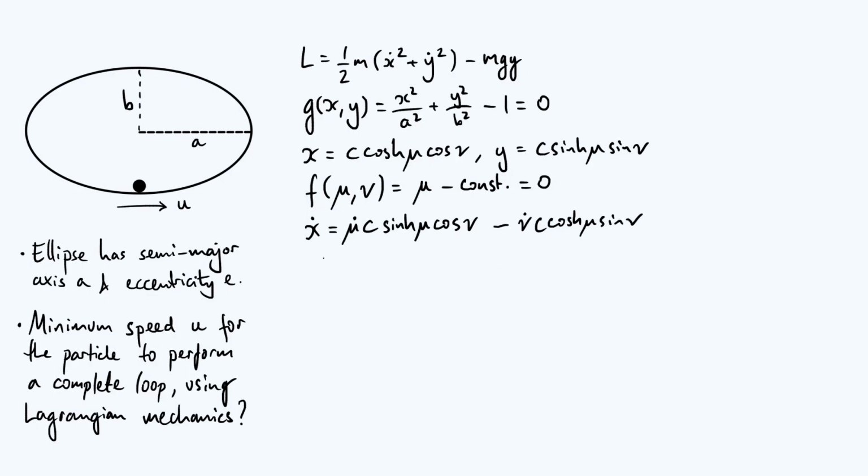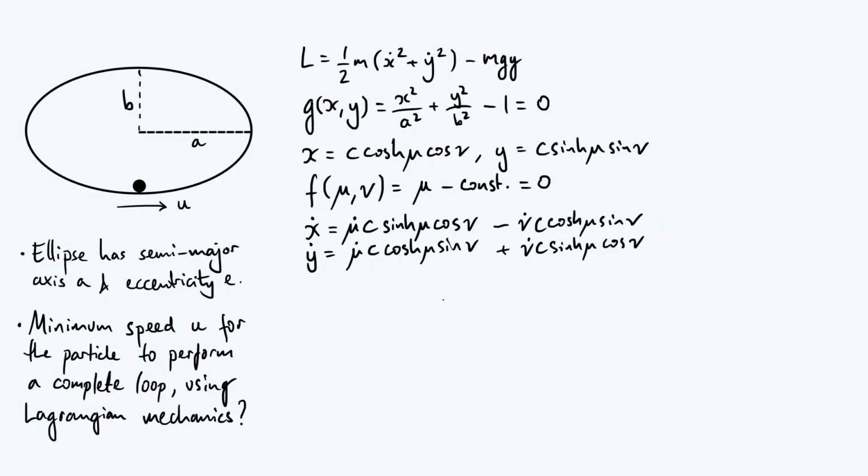Then we do a very similar thing for the y definition. Y dot is going to be mu dot c. This time your sinh becomes a cosh, so cosh mu sine nu, and then we differentiate the sine nu part. This time we get a plus, it's plus nu dot c. Sinh mu stays as it is, but then this sine just turns into a cos. So there's x dot and y dot in terms of the derivatives of your elliptic coordinates.